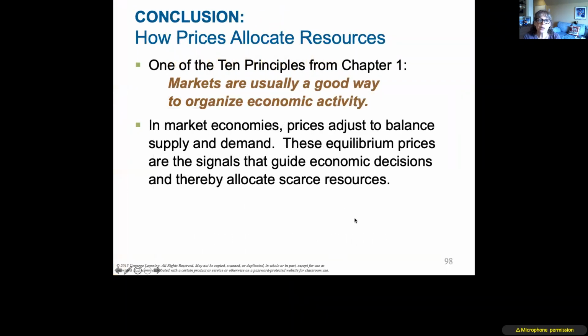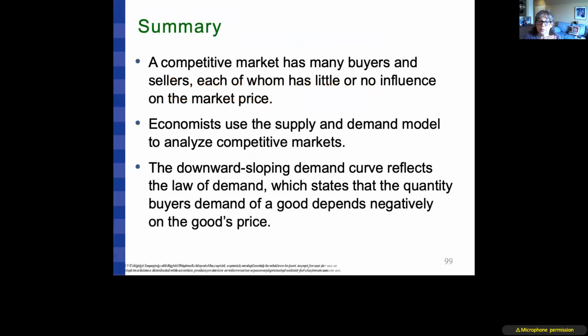So, in conclusion, remember how we talked about the whole notion of markets being a good way to organize activity. Well, we just talked about supply and demand. And supply and demand is the market for goods and services from the consumer and the supplier. And the equilibrium prices are literally the signals that guide economic decisions and thereby allocate resources. So consumers are sending signals to manufacturers by what they're willing to buy at every price point. And manufacturers are sending signals to the market saying, this is what I'm willing to produce at every price point.